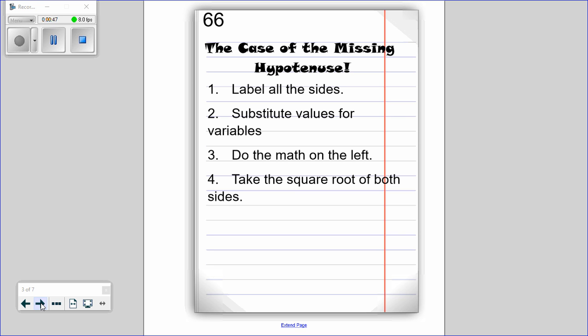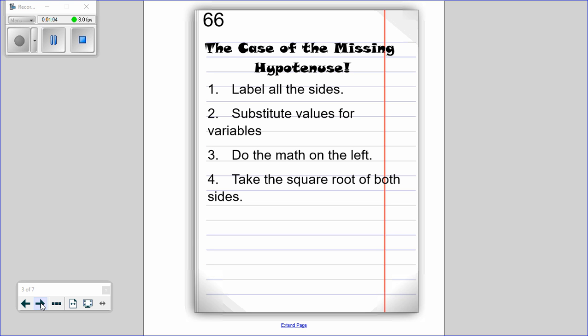Now remember, this is only if it is a right triangle. It doesn't work if it's not. The first step is you have to label all the sides. And the most important one is C. C is always going to be opposite the right angle. Look for the right angle. The side opposite that is going to be C.